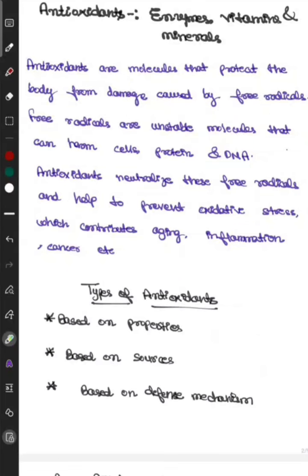Today my discussion topic is on the antioxidants, mainly the enzymes, vitamins and the minerals. Antioxidants are the molecules that protect the body from damage caused by free radicals. Free radicals are unstable molecules that can harm cells, protein and DNA. Antioxidants neutralize these free radicals and help to prevent oxidative stress, which contributes to aging, inflammation, cancer and heart attack.